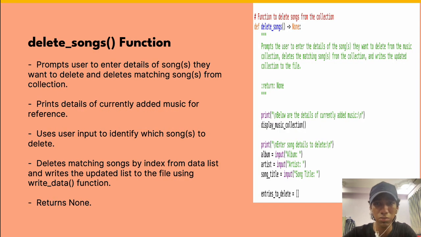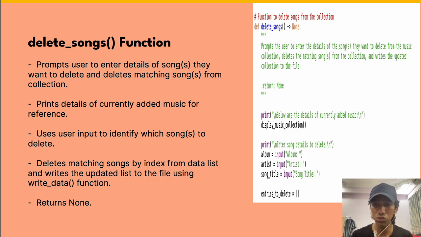Next, we're going to talk about the explanation of the delete songs function. The delete song function prompts the user to enter the details of the songs they want to delete from the music collection, deletes the matching songs from the collection, and writes the updated collection to the file. The function prints the details of currently added music by calling the display music collection function. The function prompts the user to enter the details of the songs they want to delete by asking for the album, artist, and song title.